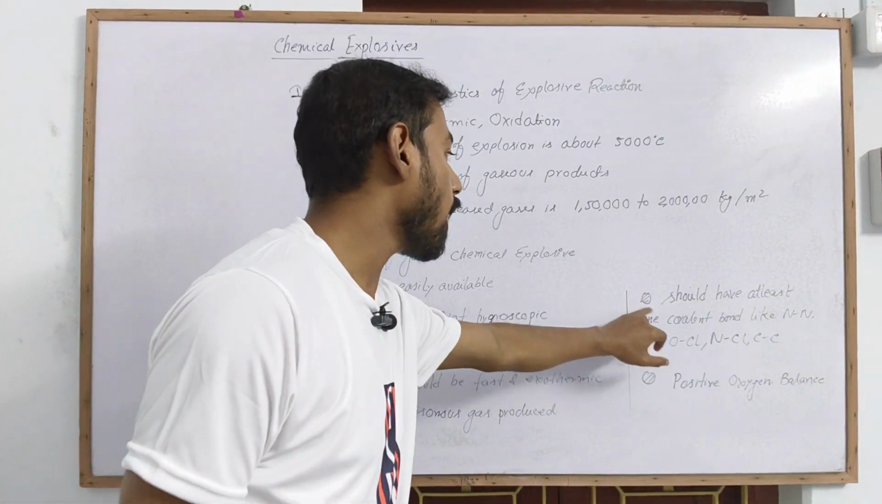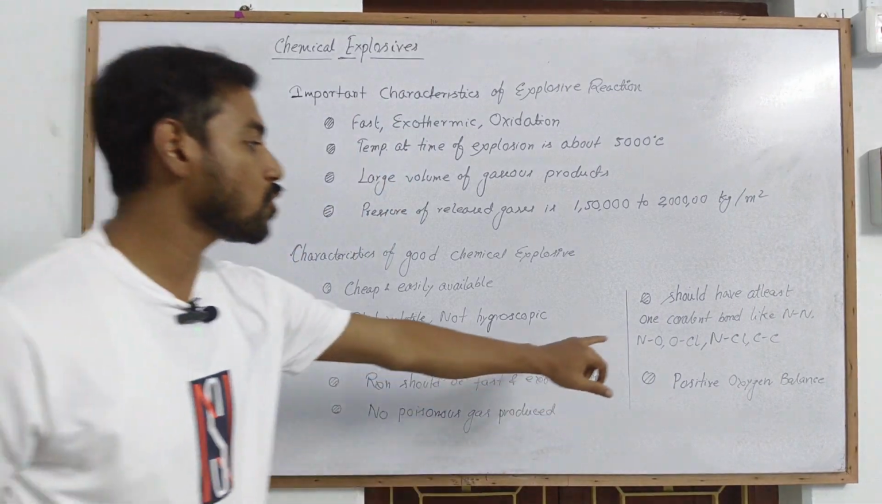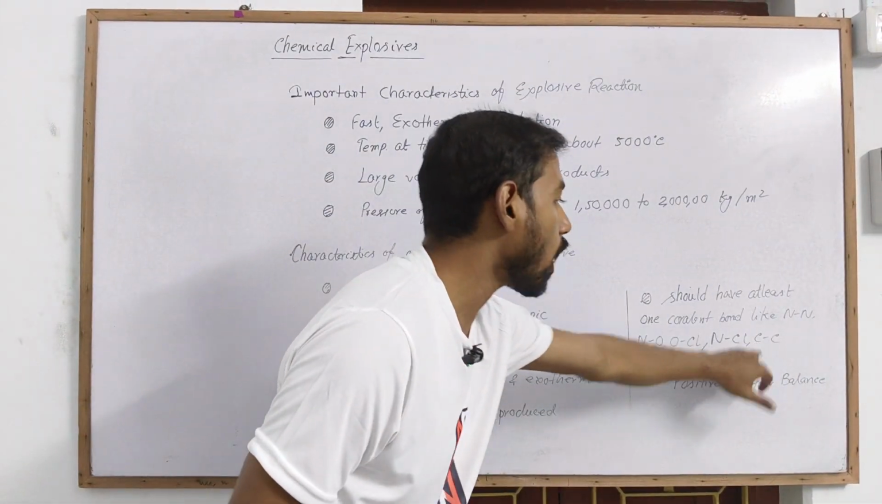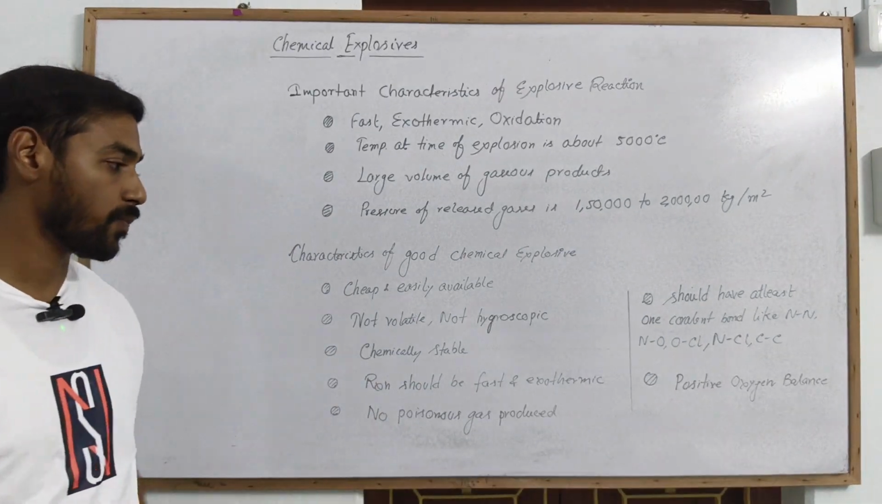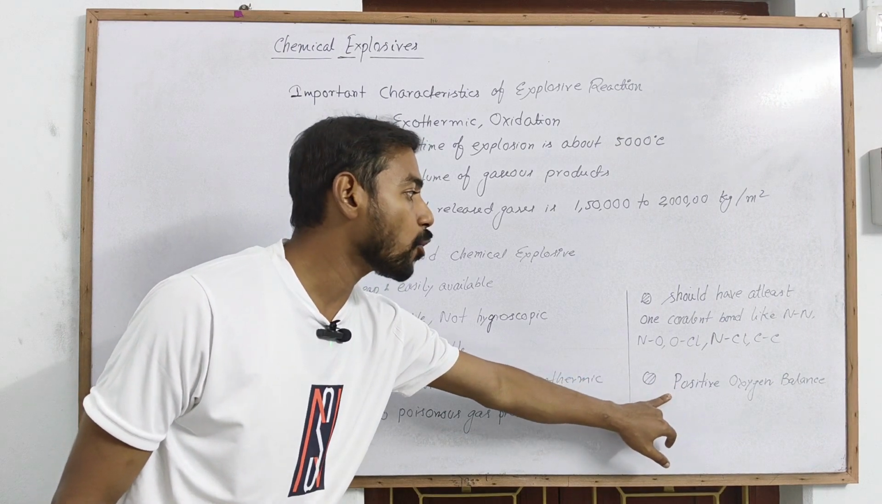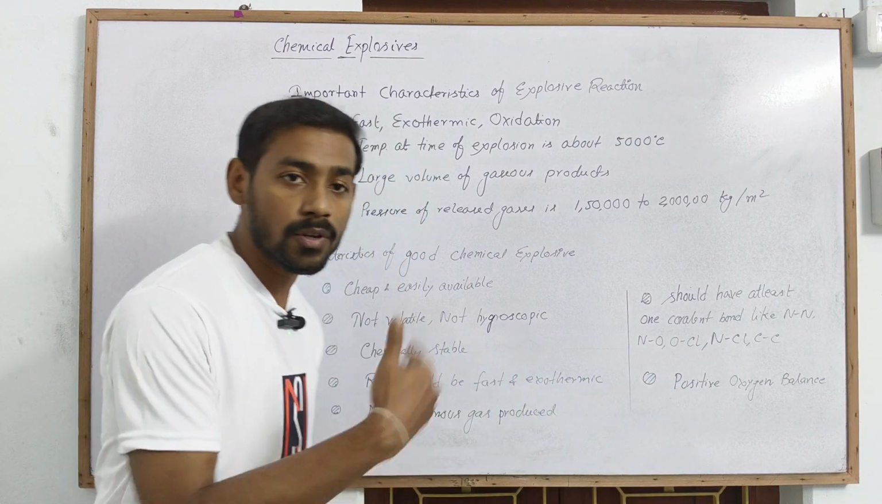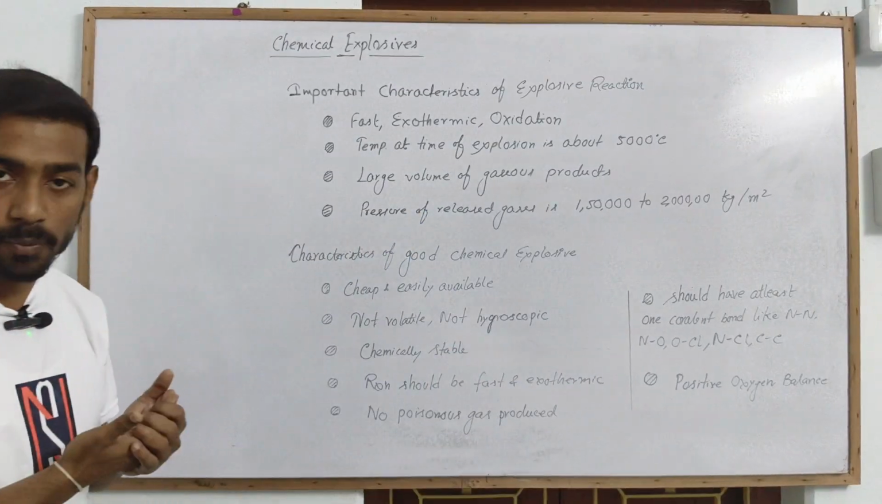Then it should contain at least one covalent bond, like nitrogen-nitrogen, nitrogen-oxygen, oxygen-chlorine, nitrogen-chlorine, or carbon-carbon, which can break easily to initiate or start the reaction. And the last point, which is very important, is that it should have a positive oxygen balance. Now on the next slide we will explain this term, that is, what is positive oxygen balance.